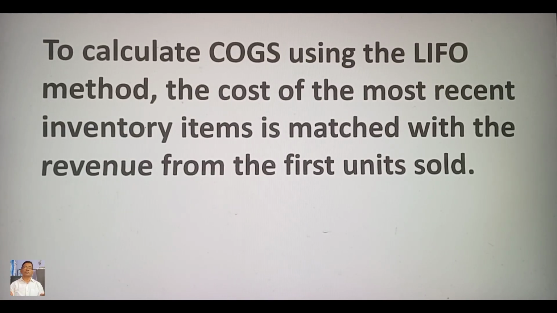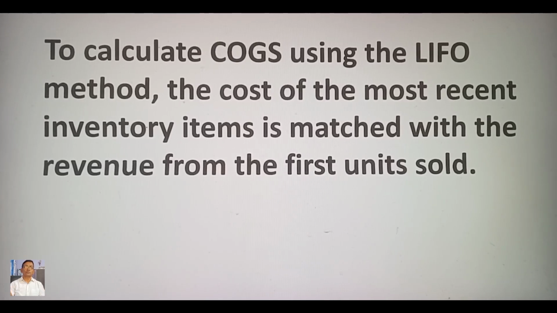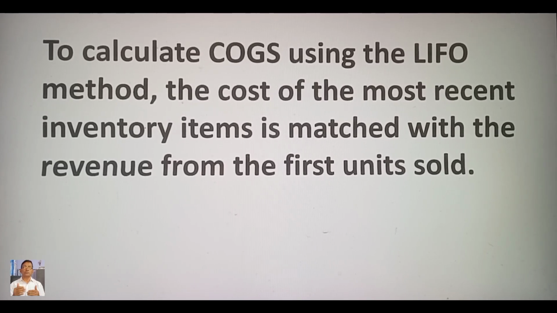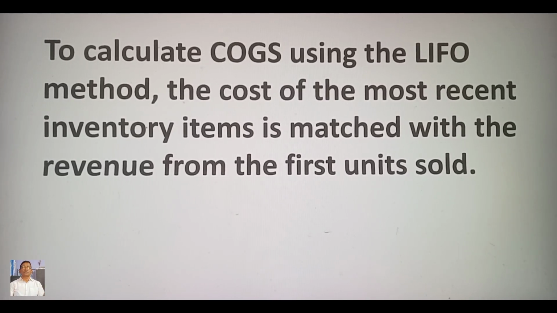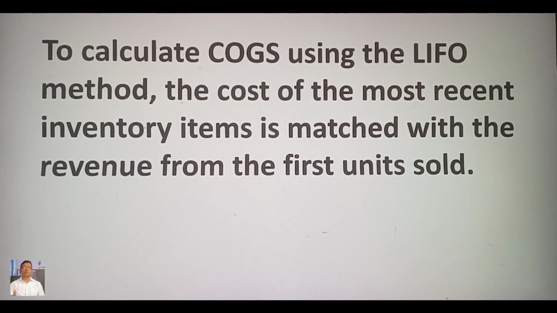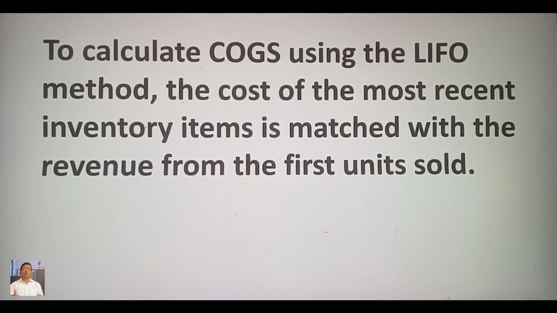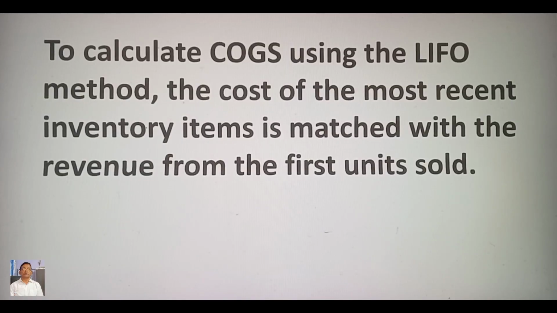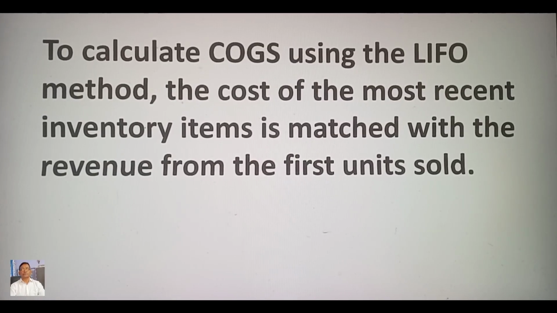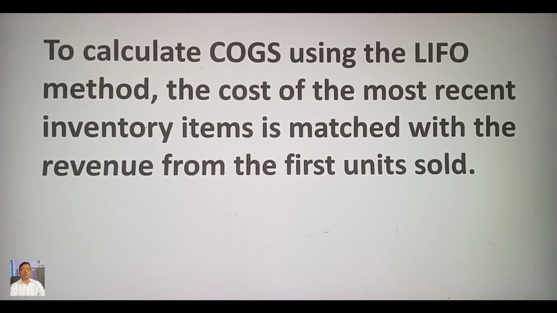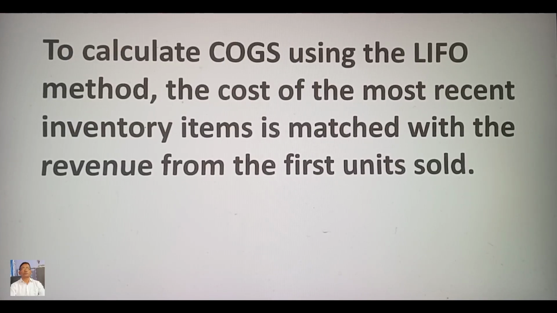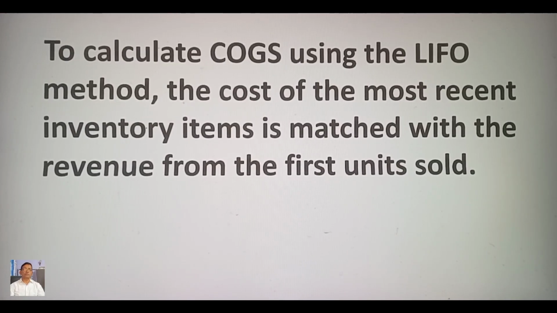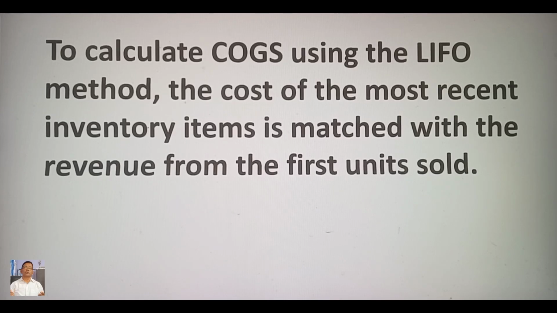To calculate COGS, cost of goods sold, using the LIFO method, the cost of the most recent inventory items is matched with the revenue from the first units sold. As new units are sold, the cost of those units is matched with the revenue until all inventory is sold. The value of the remaining inventory is based on the cost of the oldest inventory items.